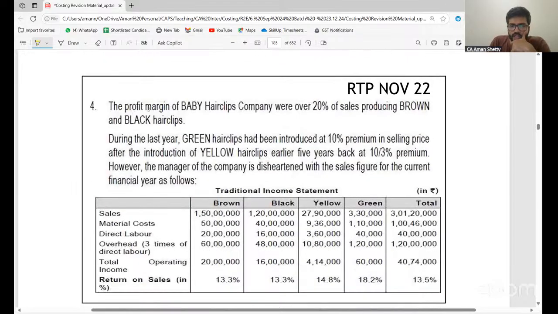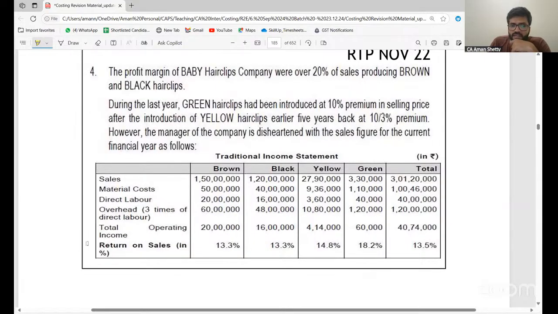Next. The profit margin of Baby Hair Clips company was over 20% of sales, producing brown and black hair clips. During the last year, green hair clips had been introduced at a 10% premium in selling price, after the introduction of yellow hair clips five years back at a 10 by 3%, one third, premium. However, the manager of the company is disheartened with the sales figures for the current financial year as follows. So a traditional income statement is given. Why is he disheartened? Because of the earlier years' performance compared to now.